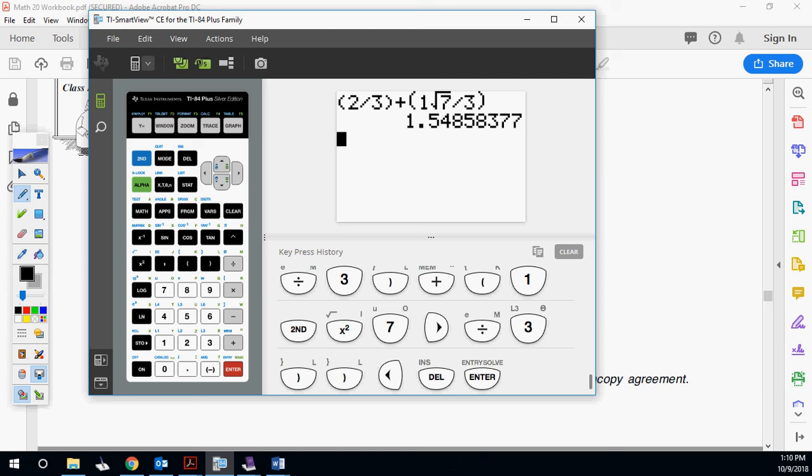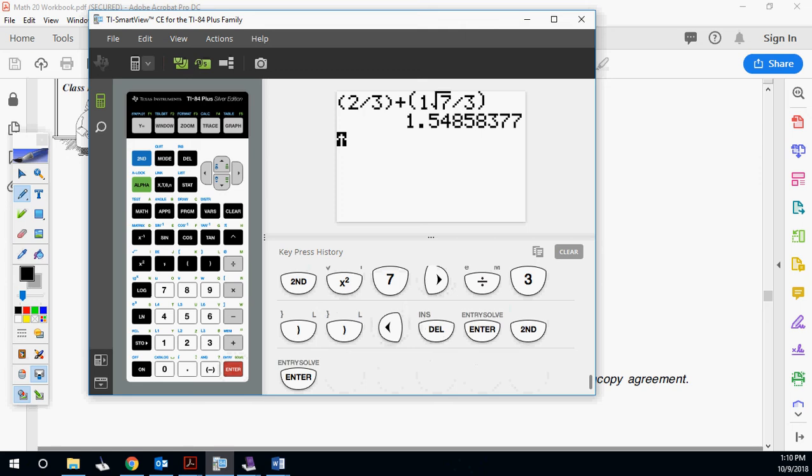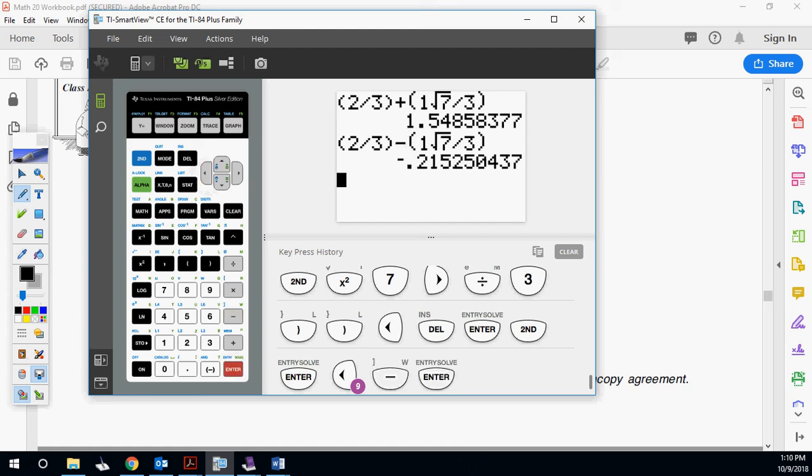Okay, now here's a trick with that TI-83 you guys have, okay? Hit second entry. It repeats it. We just need to change what? The plus to minus. There's your two solutions. Second enter. Okay, that's your solution. Again, nearest hundredths, this would be 0.22, negative 0.22.